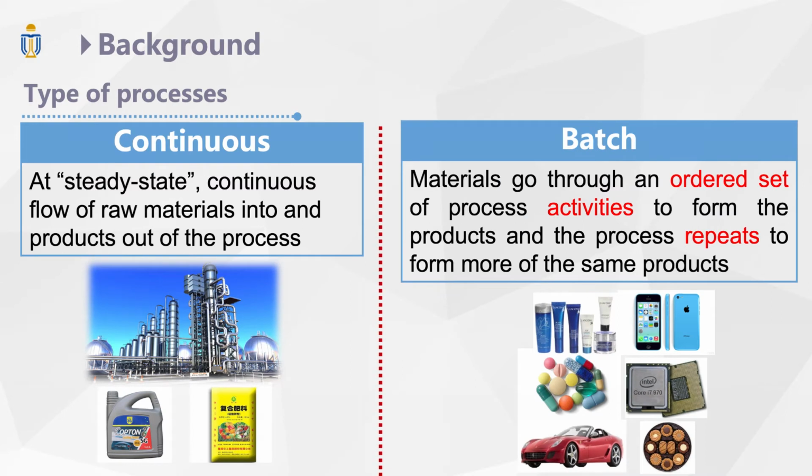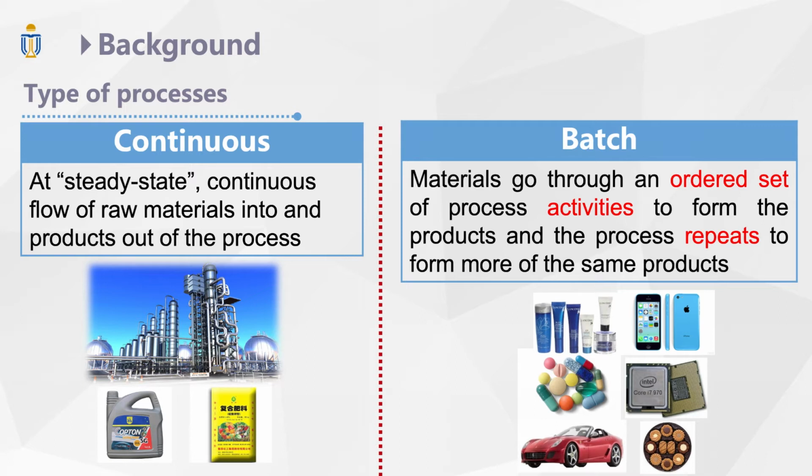Now let's relate injection molding to more general processes. In chemical engineering, we all know there are two types of processes. One is called continuous, the other is called batch. A continuous process is theoretically at steady state, with material continuously fed into the process and product continuously taken out of the process. Large chemical plants like oil refineries and fertilizer plants are typical continuous processes.